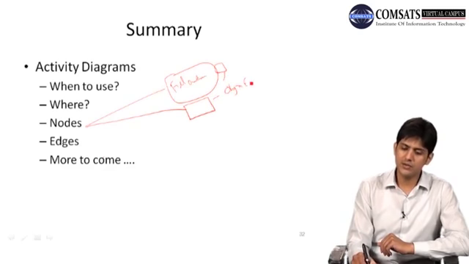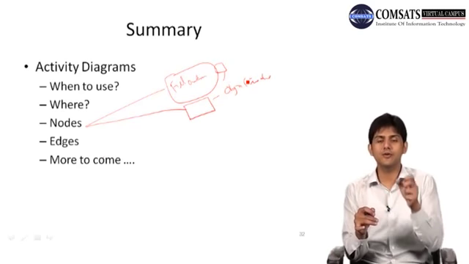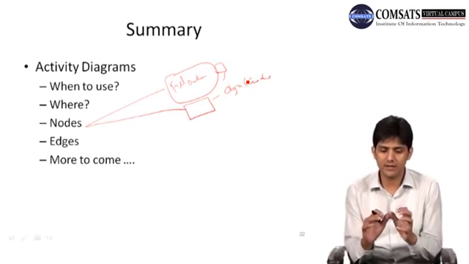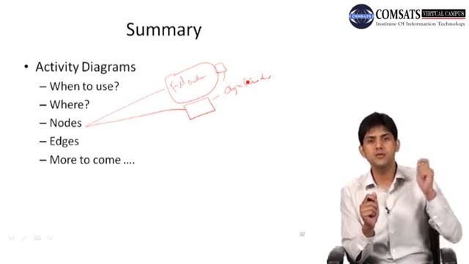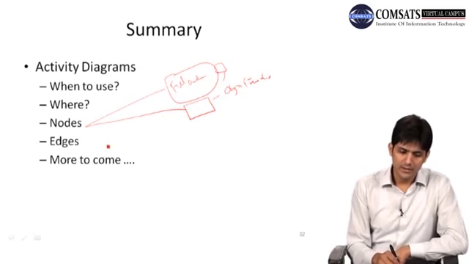ये कौन सी nodes हैं आपकी? Object nodes. Object nodes क्या करती हैं कि whenever there are some parameters, कोई data or an object is passed between two actions or two activities, तो वो this is basically that goes through these object nodes, या object nodes hold that data basically.